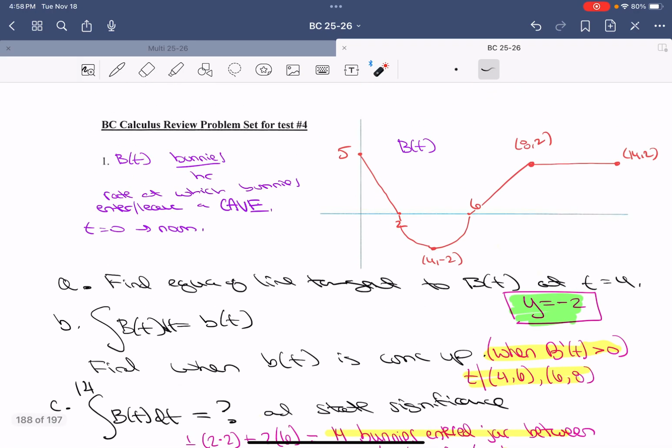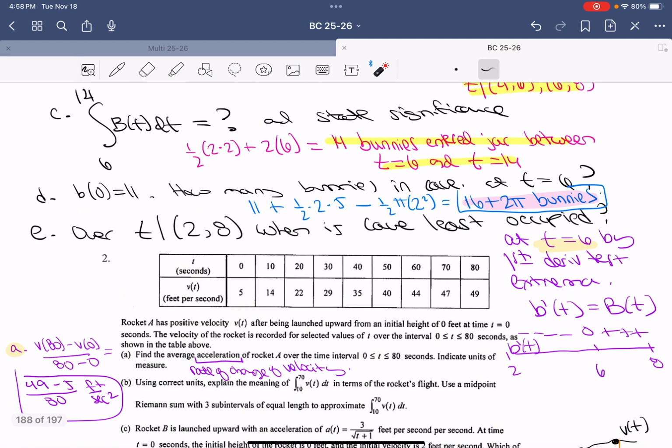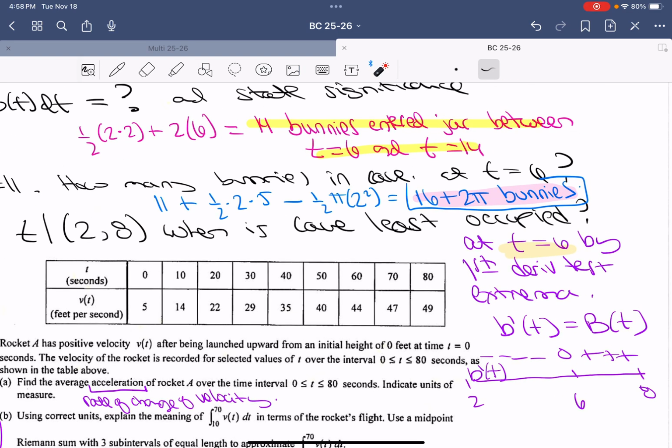Well, from 0 to 11, let's see, ready? This area represents the number of bunnies that enter. This area is the number of bunnies that leave. And then you want to add the 11, which is the initial. So at the end of the day, the jar has 16 plus 2 pi bunnies.